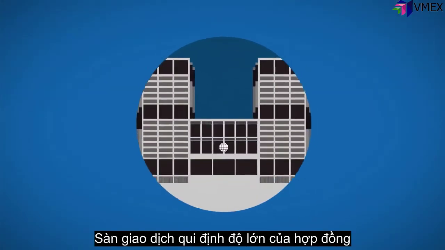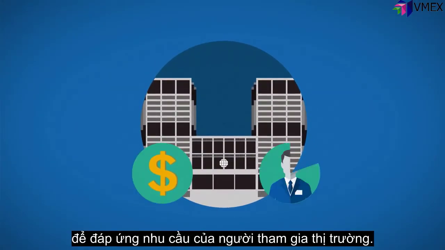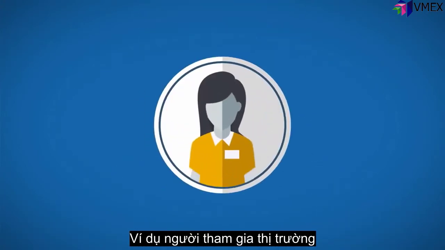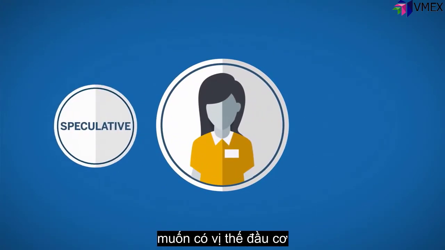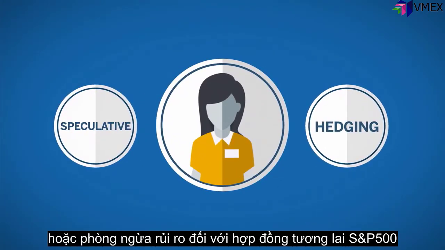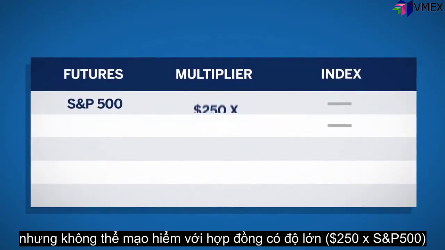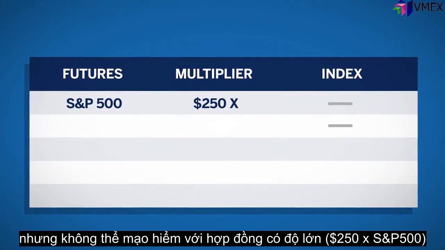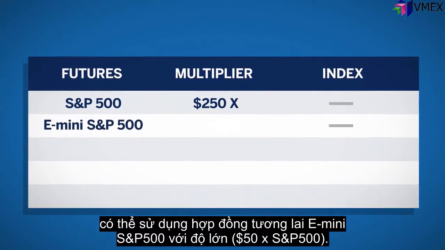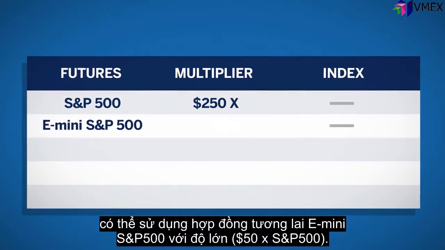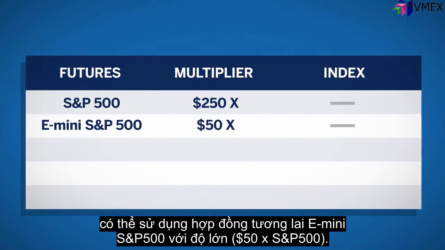The exchange defines the contract size to meet the needs of the market participants. For example, participants who wish to take a speculative or hedging position in the S&P 500 futures contract but cannot risk the exposure of that size contract, 250 times S&P 500, can instead use the E-mini S&P 500 futures contract to gain the exposure, 50 times the S&P 500 index.